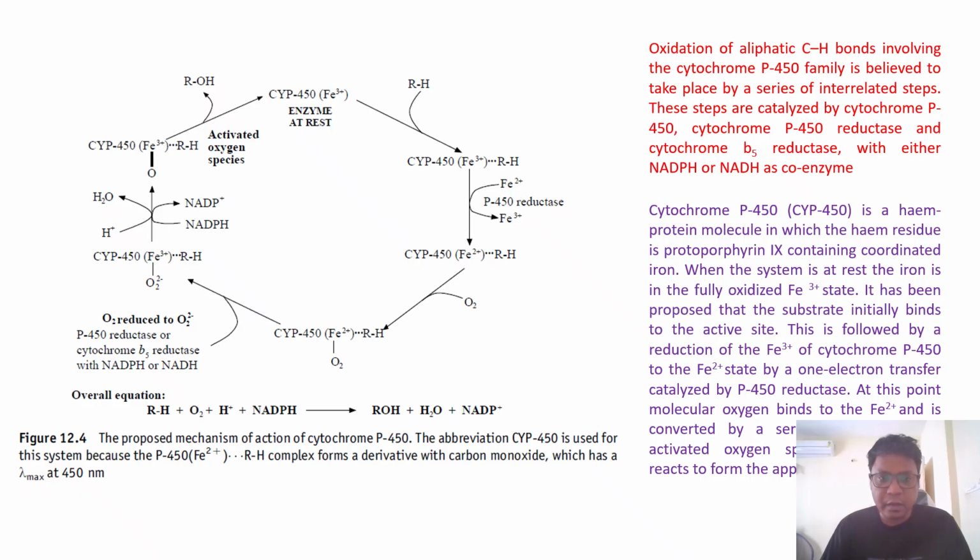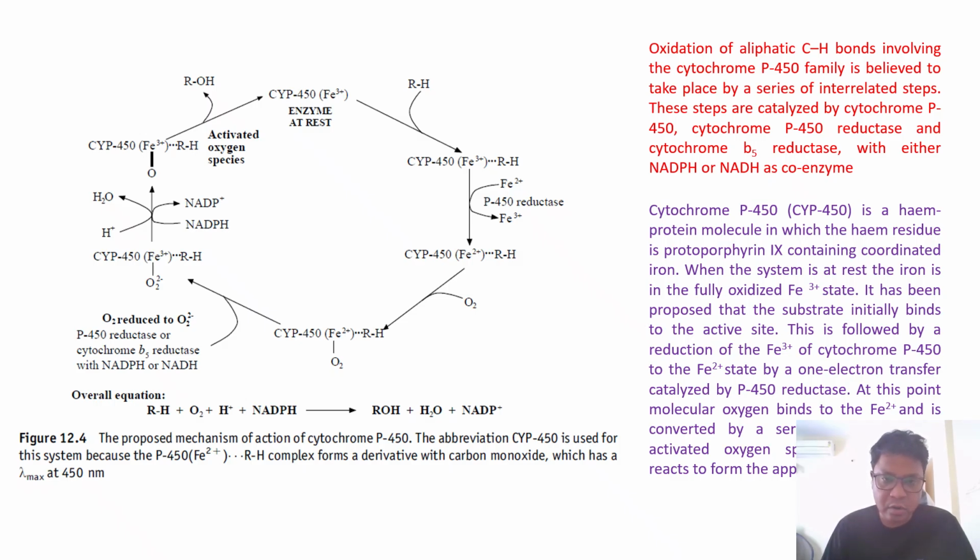This is an example of a phase one oxidation reaction. You can see there is an enzyme called CYP450 which contains iron 3+. When a hydrocarbon comes, we can see the overall mechanism and how it is converted to an alcohol. It oxidizes RH to ROH. The overall reaction is RH plus oxygen plus H+ plus NADPH, converting RH to ROH and giving water as a byproduct.